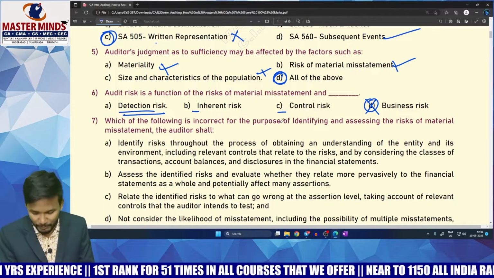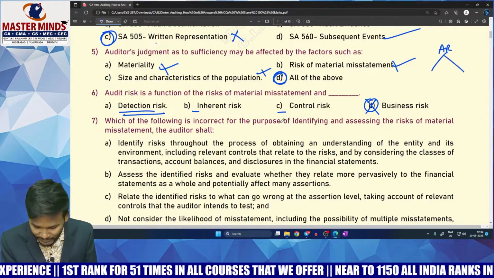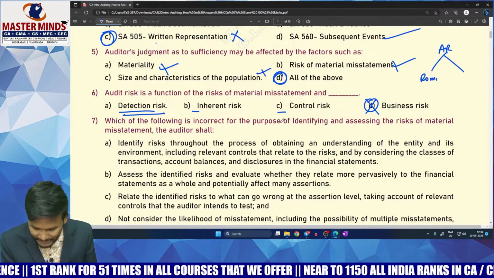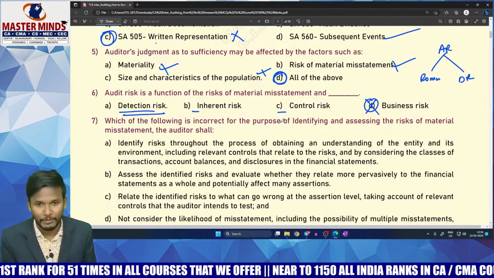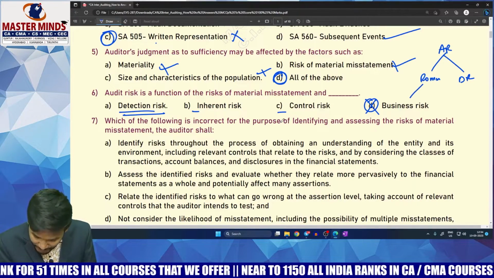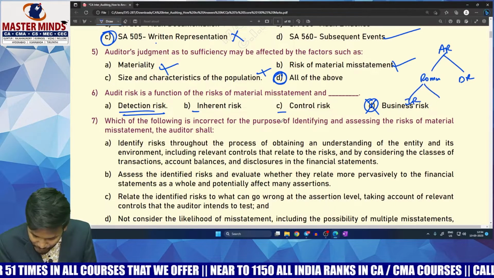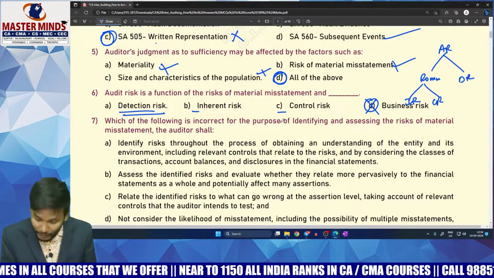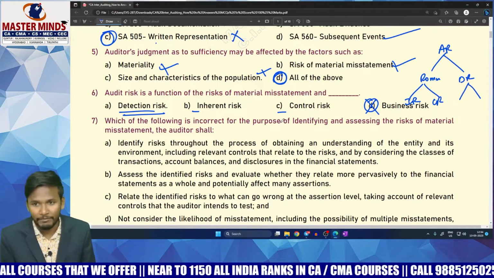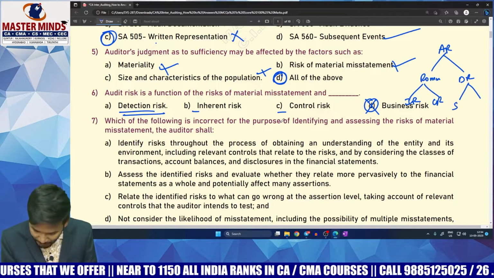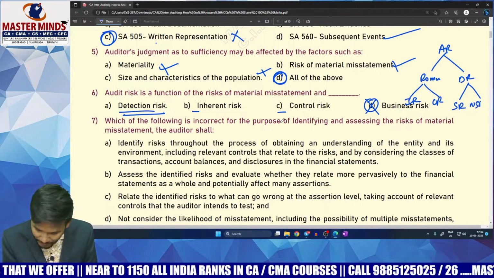See, basically, if you remember, audit risk is nothing but a composition of two things. One is risk of material misstatement. Second is what, sir? Detection risk. And in risk of material misstatement, we have inherent risk and also control risk. Now, in detection risk, what do we have? We have sampling risk and also non-sampling risk.